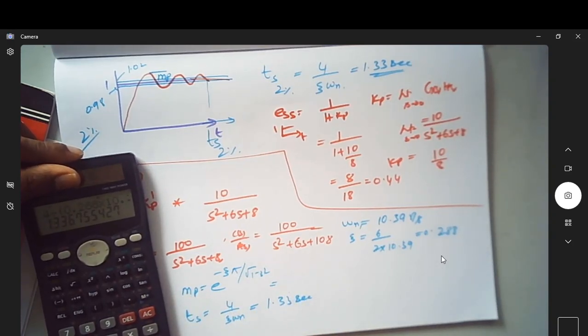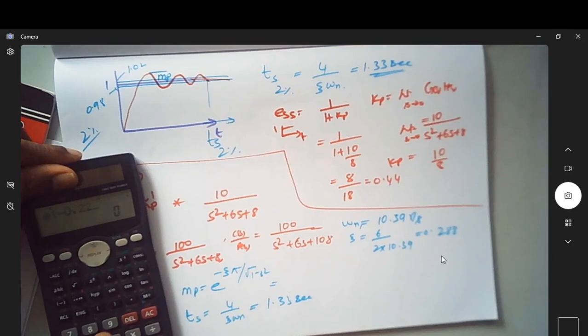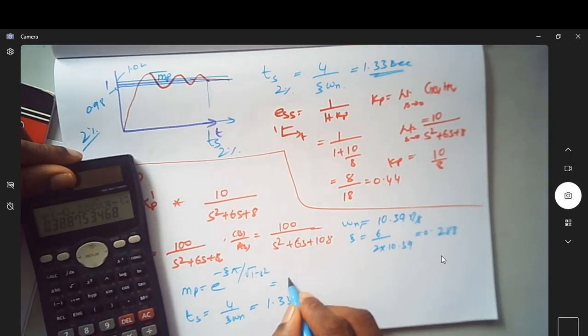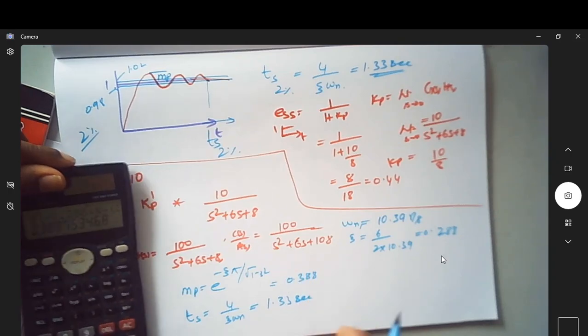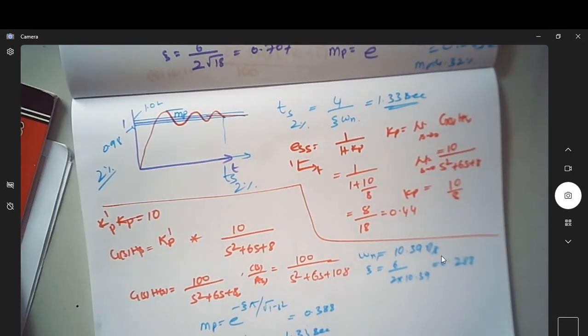Let us find what is Mp. So maximum overshoot now is e power minus 0.288 multiplied by pi divided by under root of 1 minus 0.288 square. You can see now it is 0.388. So when you have a value of Kp equal to 10, Mp happens to be 0.388 and Ts is this much.